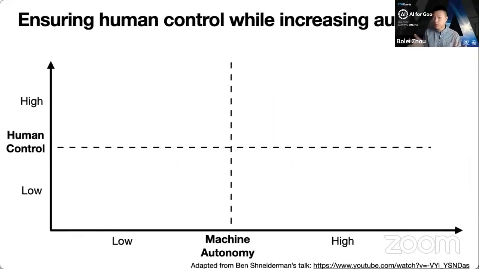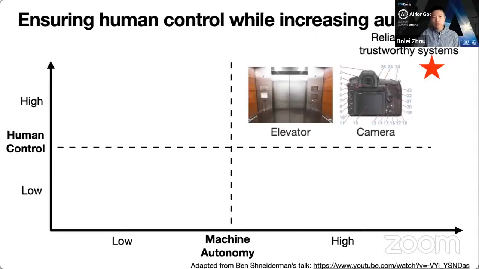There could be two dimensions to describe this attribute. We can have this two-dimension grid. The horizontal axis is machine autonomy, so we have high autonomy and low autonomy. The vertical axis will be the human control. So in that case, we have two dimensions to describe this. Let's say our eventual goal is building reliable, safe, and trustworthy AI systems. So we want to go to the upper right corner. Then we already have some inventions in that direction.